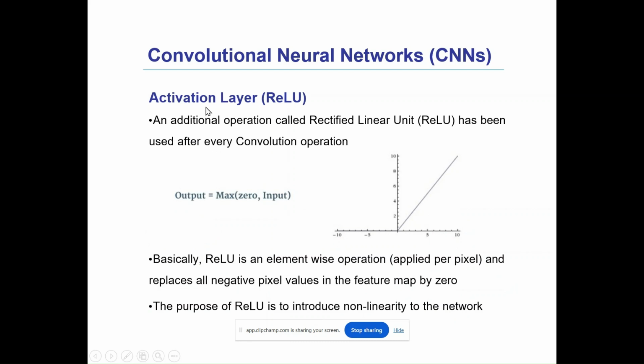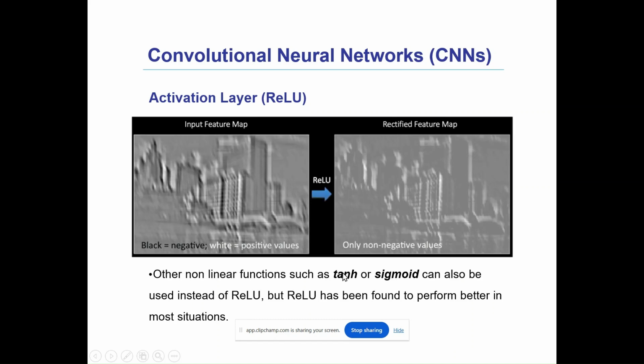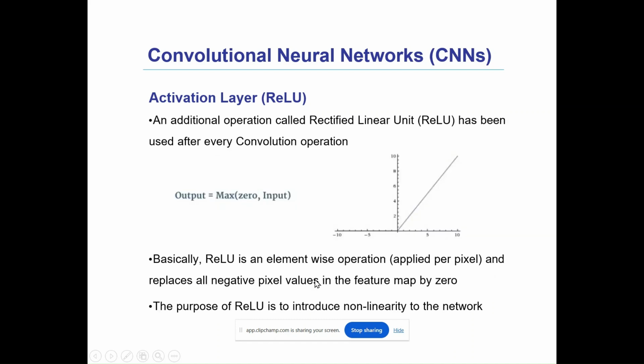Along with the convolutional layer, we have to apply the activation layer. Here we are applying rectified linear unit. So this is used after every convolutional operation, and it has the method max of 0 comma input. It's basically an element-wise operation and replaces all negative pixel values in the feature map by 0. And the purpose of ReLU is to introduce non-linearity to the network.